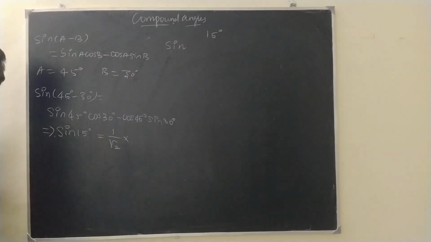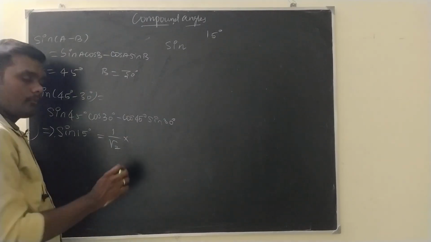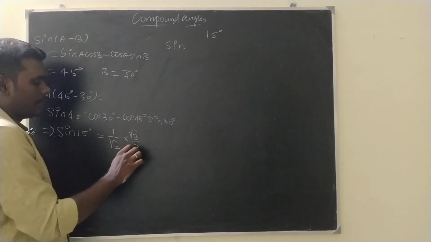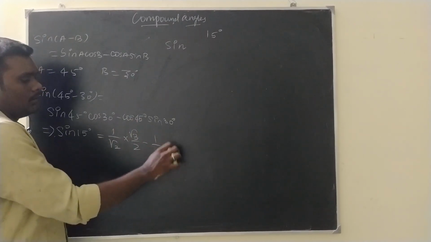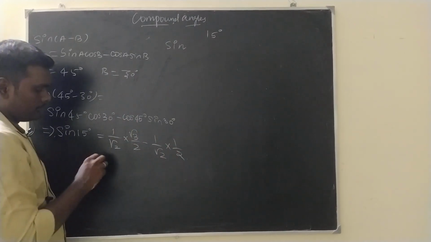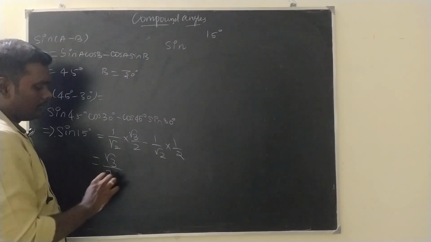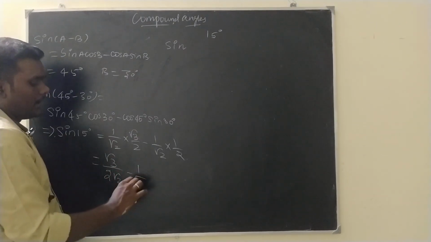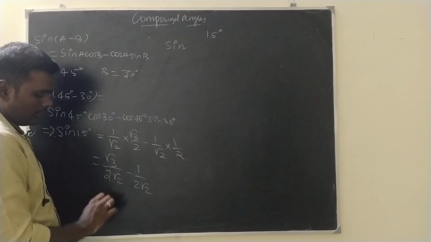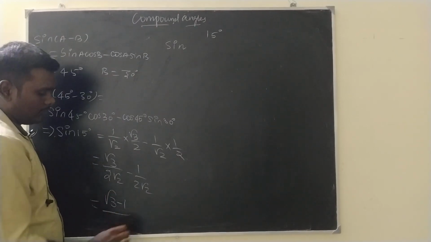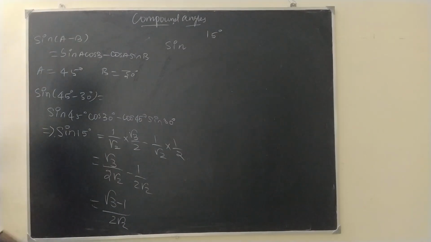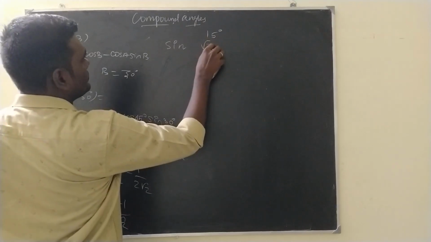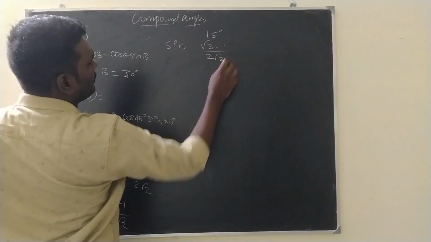Cos 30 degree is root 3 by 2, minus cos 45 which is 1 by root 2, times sin 30 which is 1 by 2. So we will get root 3 by 2 root 2 minus 1 by 2 root 2. So our answer is root 3 minus 1 by 2 root 2, which is the value of sin 15 degree.